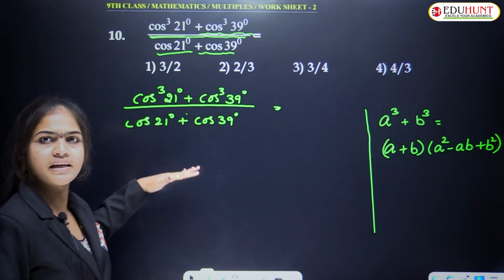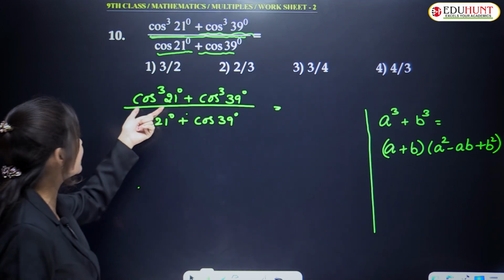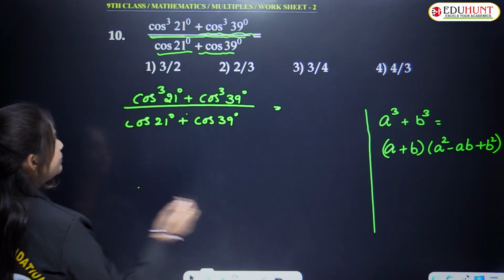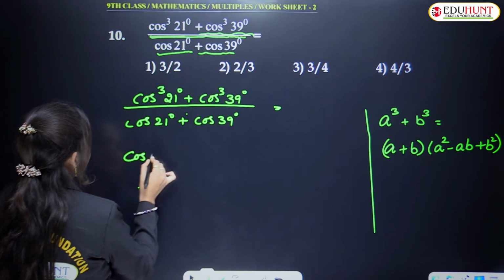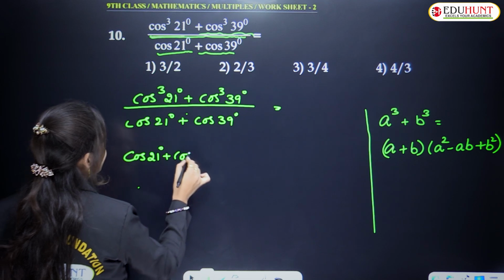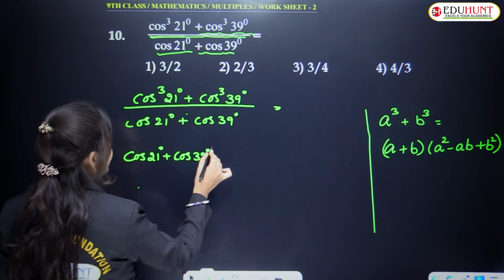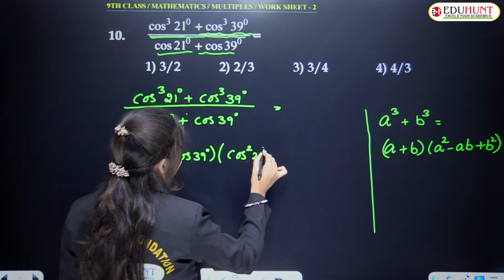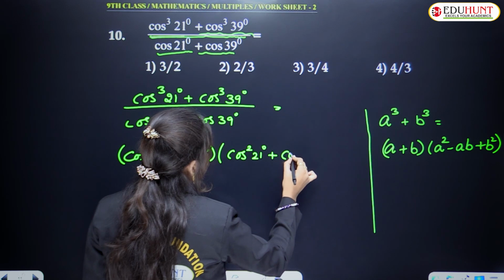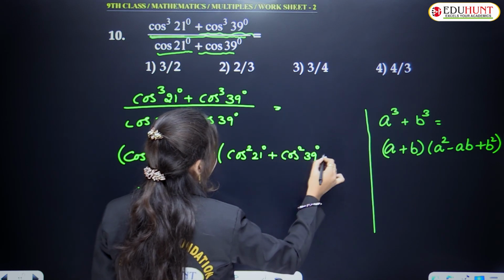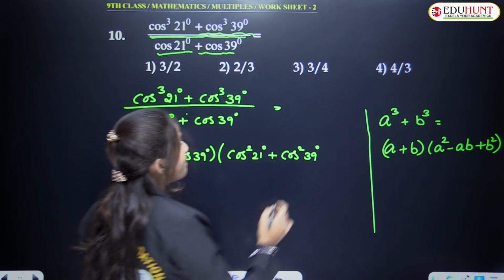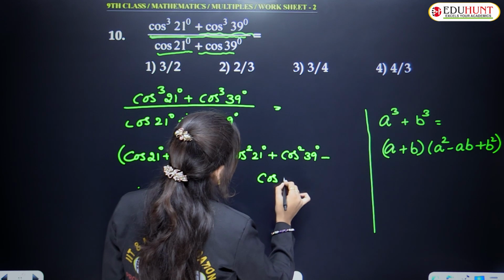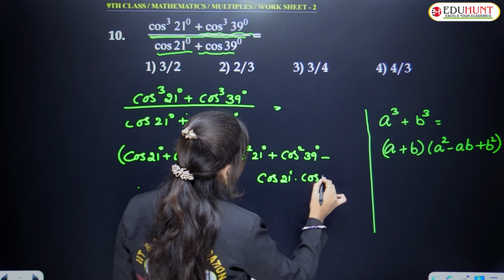So apply the same formula here, but in the place of a we have to take cos 21, and in the place of b we have to take cos 39. So see this one: cos 21 degrees plus cos 39 degrees, that is a plus b, into a square, which means cos square 21 degrees, plus b square, cos square 39 degrees, minus ab, which means cos 21 degrees into cos 39 degrees.